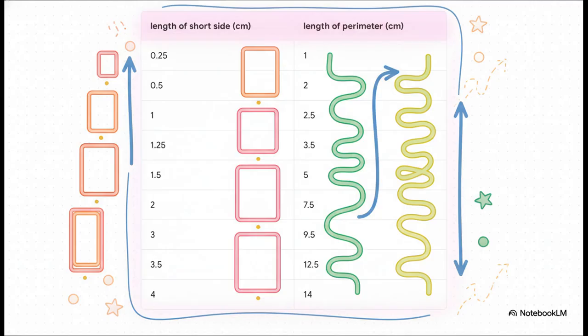And whoa, look at that. The second we organize the data, a pattern just jumps right out at you. As the length of the short side gets bigger, the perimeter also gets bigger every single time. This isn't random at all. There is absolutely a relationship here. That is our first major breakthrough in this case.